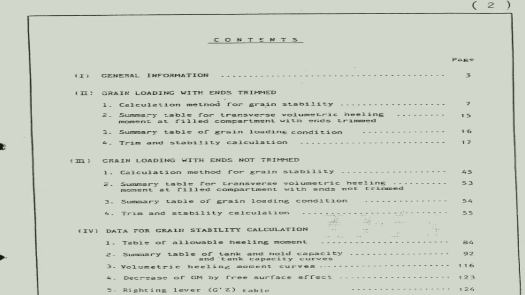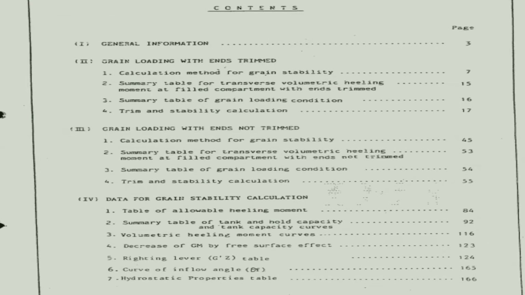Here, contents page. We have 4 chapters. Chapter number 1, general information. Chapter number 2, talking about grain loading with its trend. Chapter number 3, talking about grain loading with its load trend. Chapter number 4, talking about data for grain stability calculations. Let's browse these chapters and see what it has.